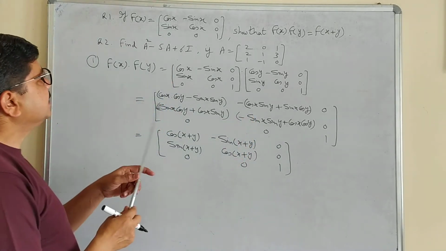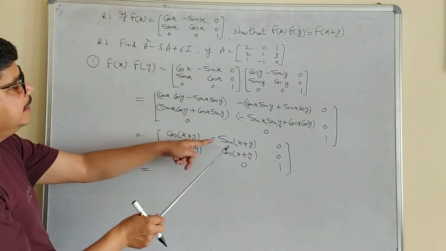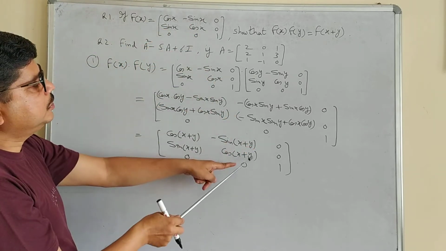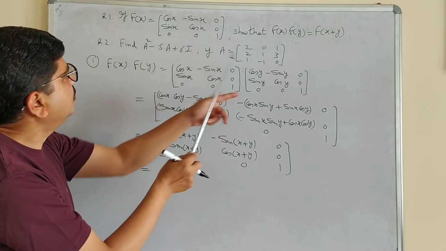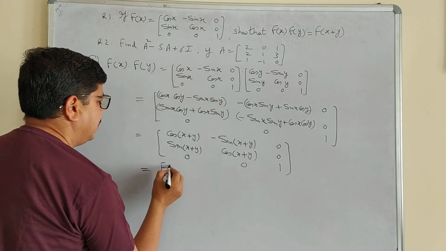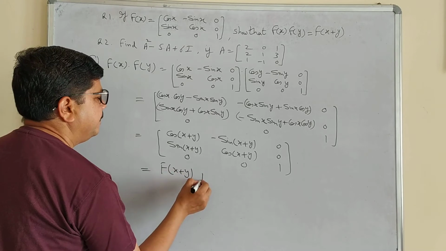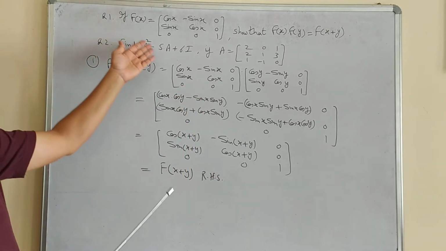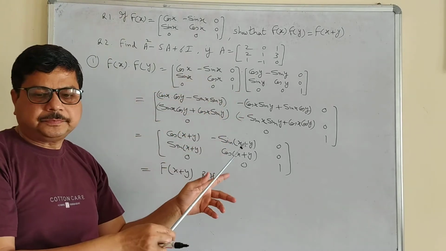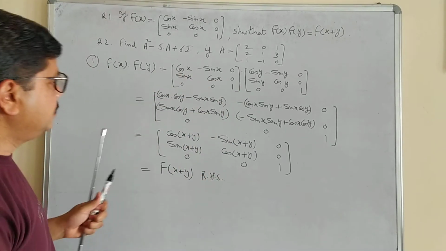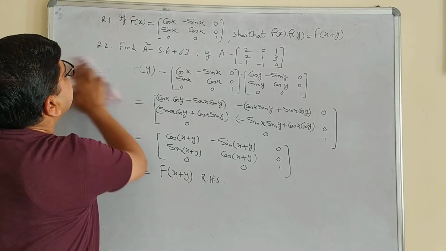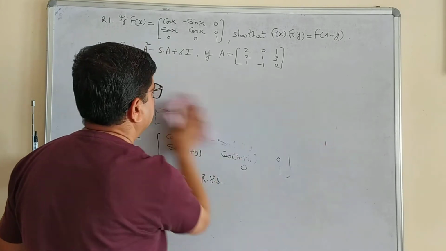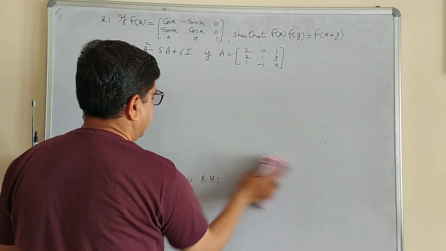So it is cos of x plus y, minus sine of x plus y, 0, sine of x plus y, cos of x plus y, 0, 0, 0, 1. So it is f of x plus y. That is our right hand side. So this is the simple multiplication of two matrices. Now let us do more practice by taking this next question. In the next one also you have to multiply like this.